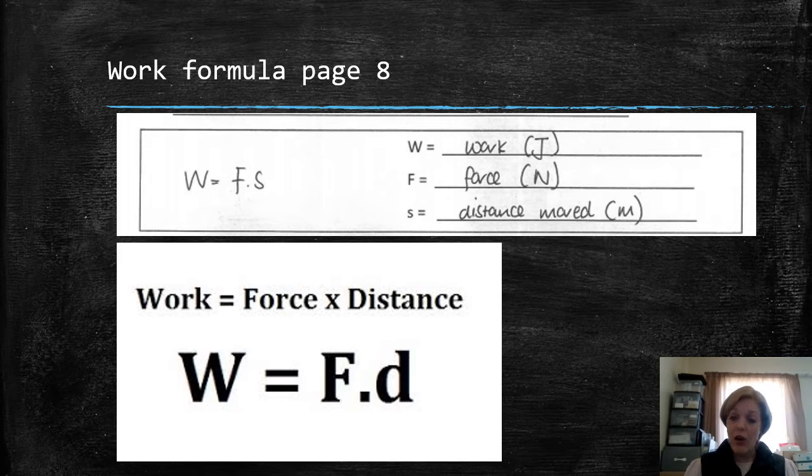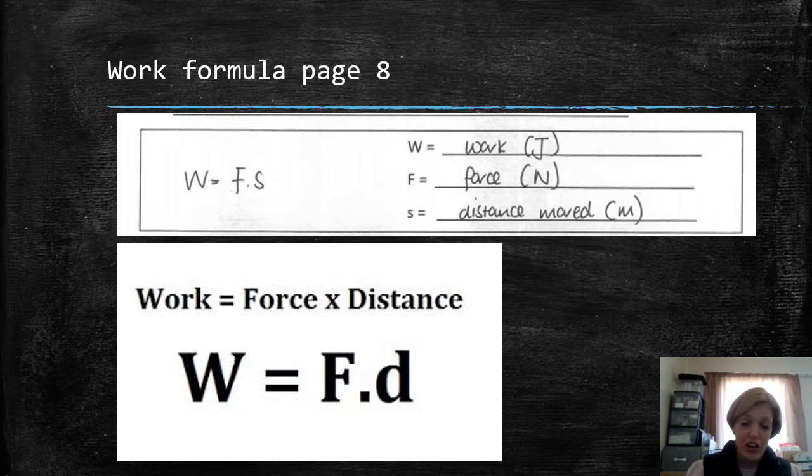So for now, I want you just to make a note of that. Distance and displacement are two different things in physics. So please fill in your formula. It is literally work is the same as energy, guys. It's the same as energy.